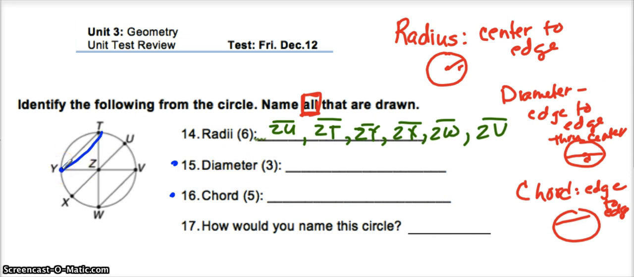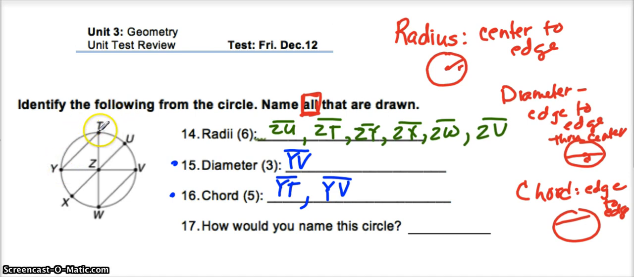Y, line segment YT, goes edge to edge, does not go through the center. That makes it a chord. YT is a chord. All right, sticking with Y, let's go Y, line segment YV. YV is a chord. It goes edge to edge. Does it go through the center? Well, it does. It goes through point Z. So that also makes YV a diameter. And those are the only 2 line segments we have coming from point Y.